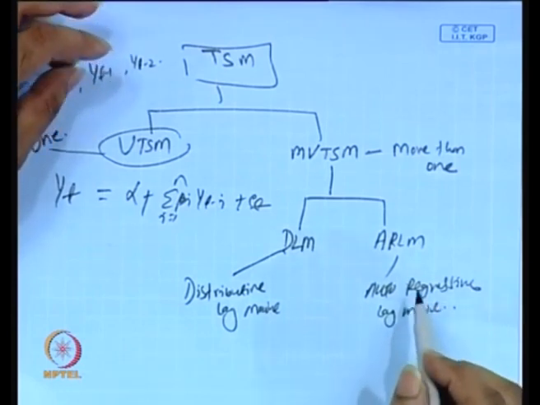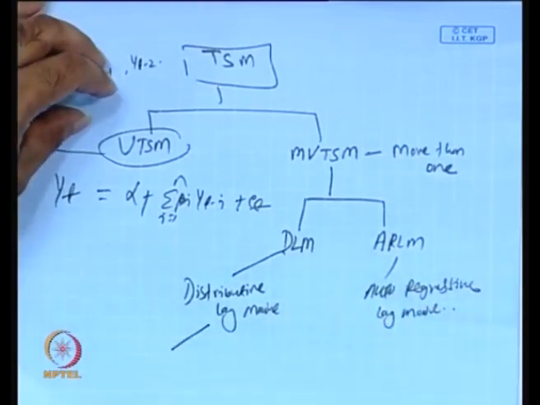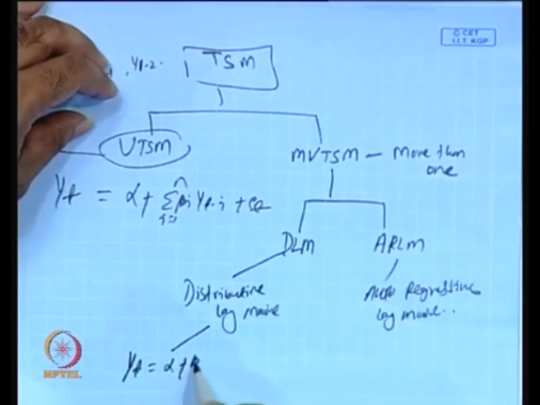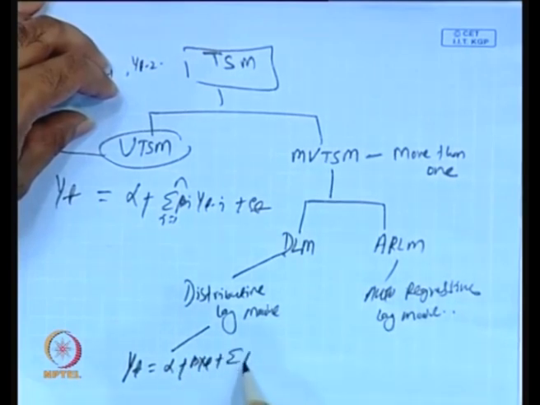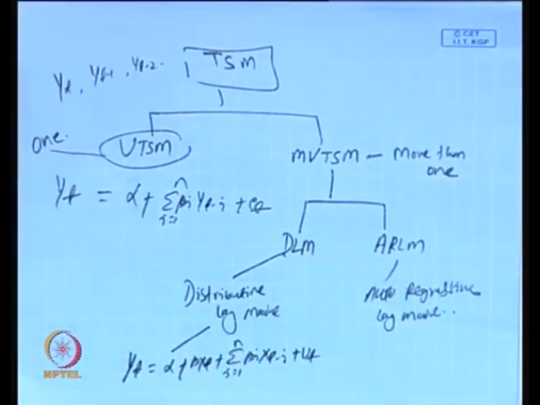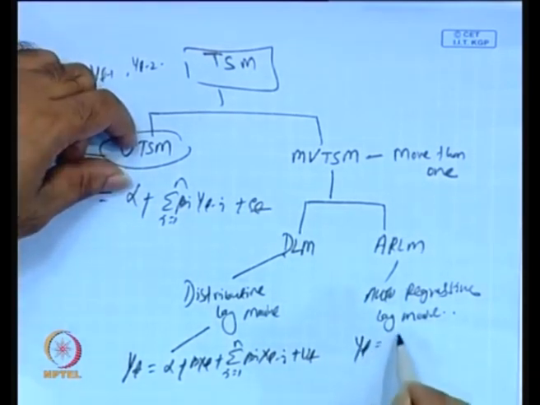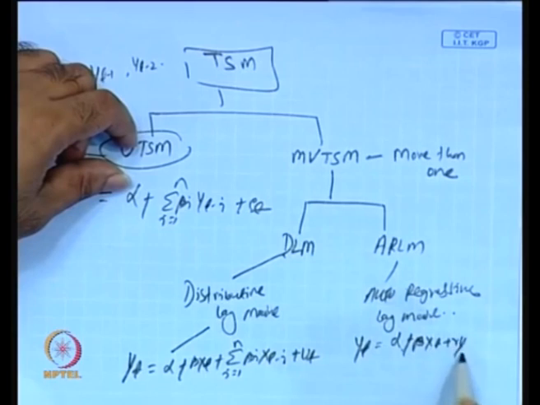So, what is a distributive lag model? It is a structure like this: yt equal to alpha plus beta xt plus summation beta i xt minus i, i equal to 1 to n, plus ut. This is the form of a distributive lag model. In the autoregressive lag model, we can write it like this: yt equal to alpha plus beta xt plus gamma yt minus 1 plus vt.